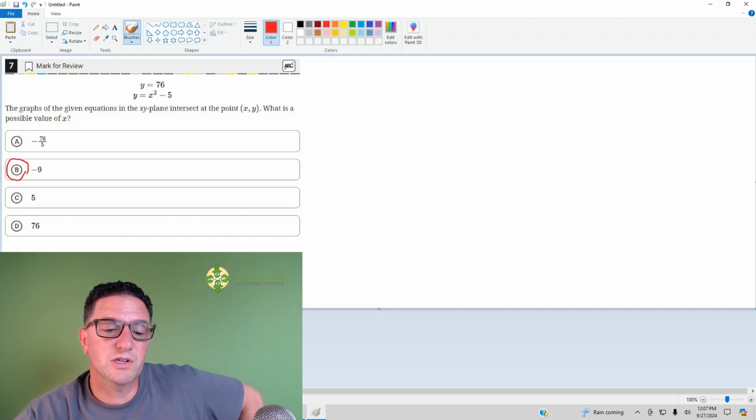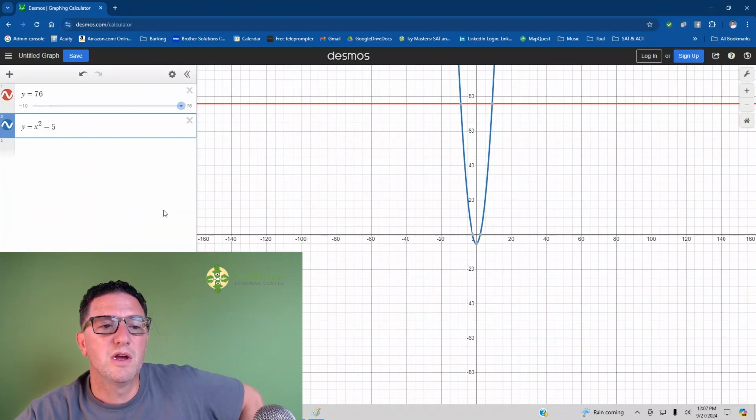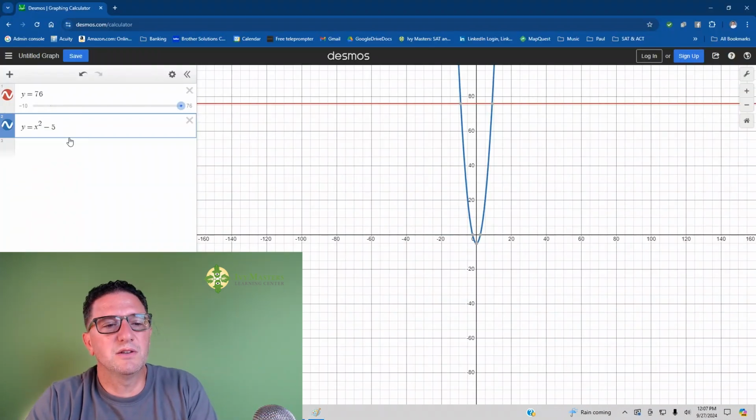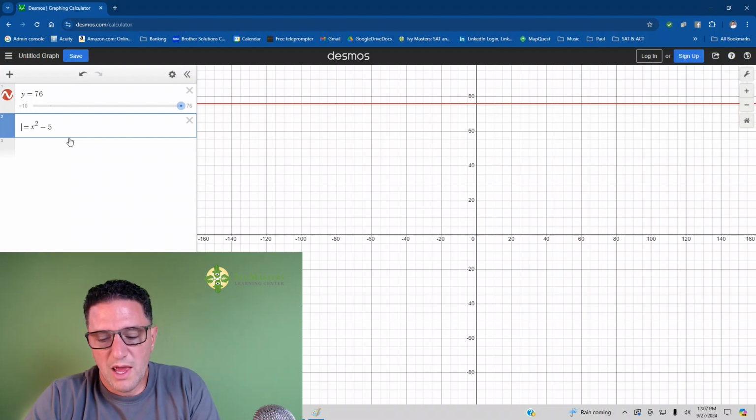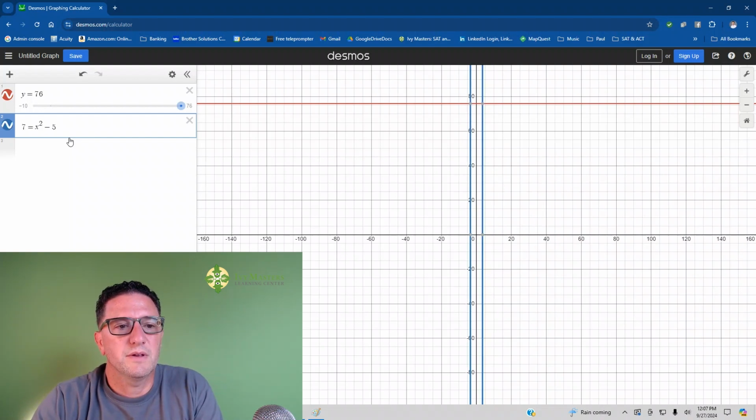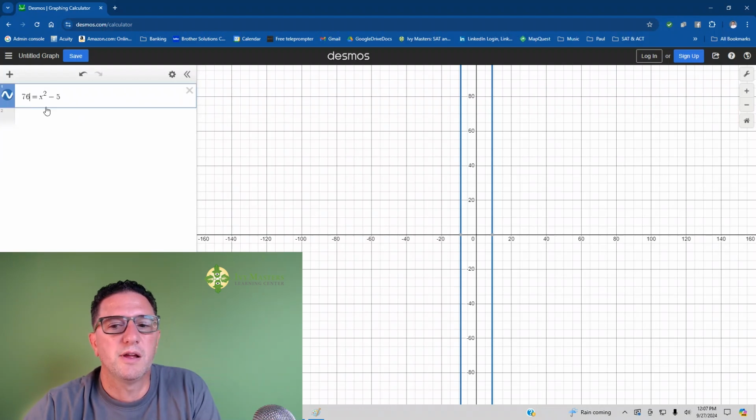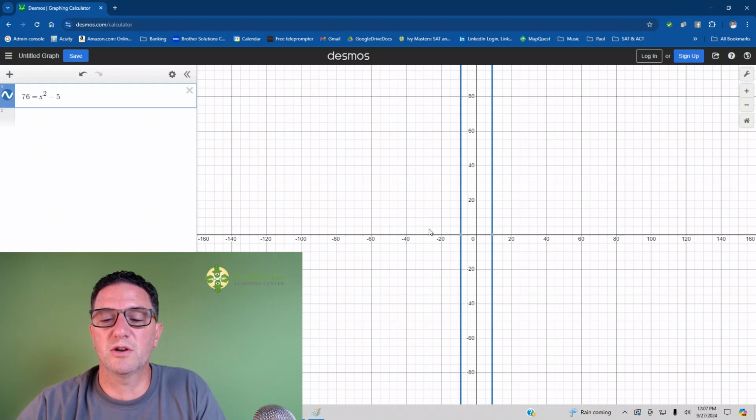Okay, what are some alternatives here? One alternative is, if you know Desmos with the tilde, since y equals 76, I can replace y with 76. But the problem using Desmos, well, you could do it like this on a graph. Quadratics, you always want a graph. Boom, you see it's negative 9 and it's positive 9. Again, you have your answer.